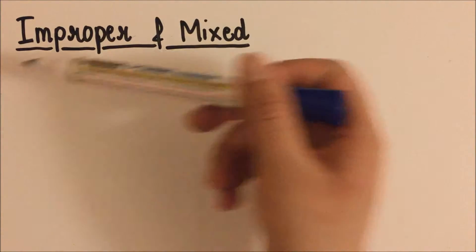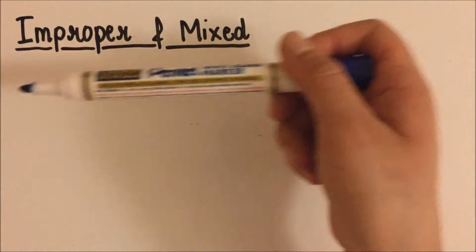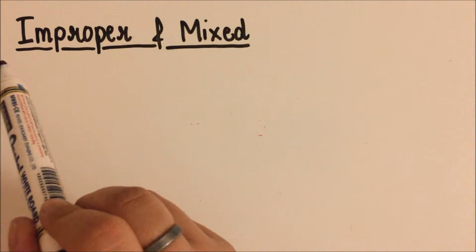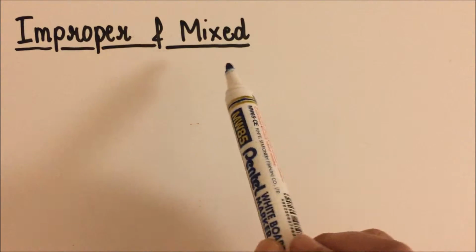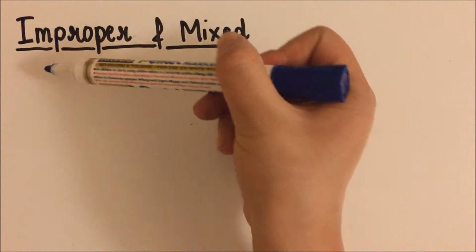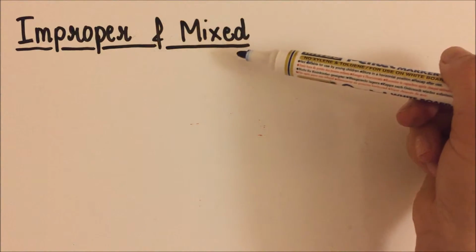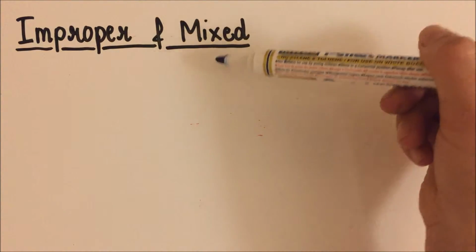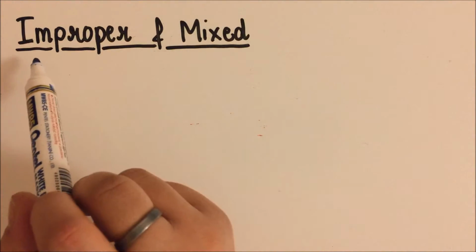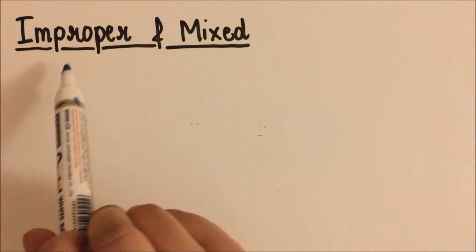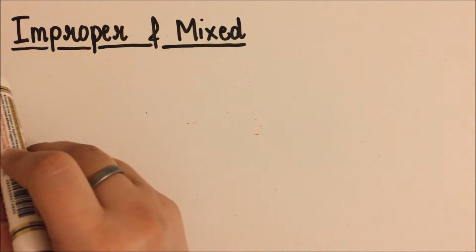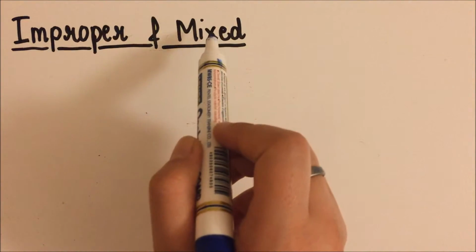Proper fractions are really nice and easy to deal with, whereas improper and mixed are slightly more complicated. Improper and mixed can be interchanged. So that means that improper can be converted into a mixed fraction and mixed fraction can be converted into an improper fraction. So it's really important that you understand how to convert between these two. So let's learn how to convert improper fraction to mixed fraction first.